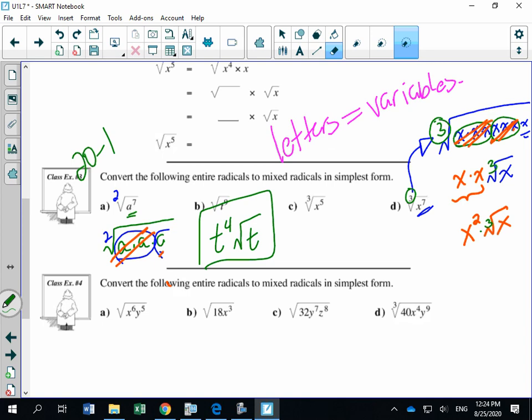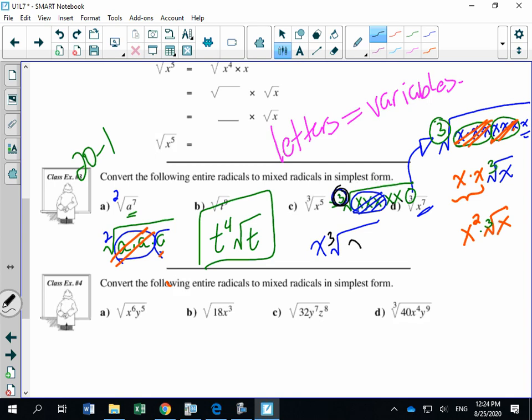Let's do this one together. This is the third root of 5 x's, 4, 5. I would circle a triple, cross it out because I only have one triple and I only ever take out one. What I'm left with under my radical sign, don't forget that third root, is an x times an x, and an x times an x is an x squared. So that's actually your answer for C.